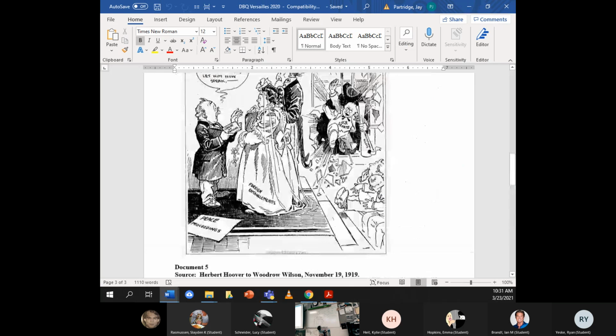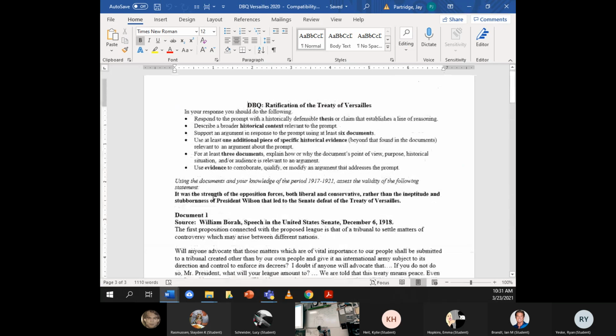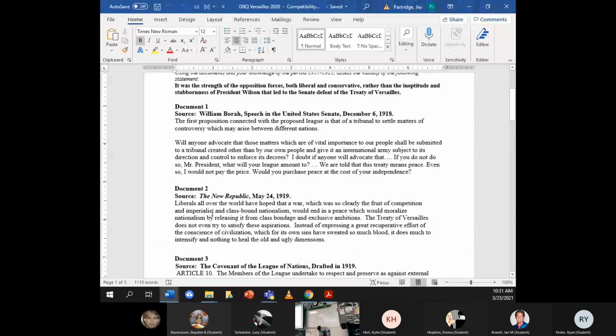So, at the Treaty of Versailles, or this, I'm sorry, the DBQ, you had to address Wilson and the Senate. I had a few people in this class write about this conservative party and liberal party. Are we written now? There is no conservative party. There is no liberal party in the United States. Those do not exist, at least as the major parties.